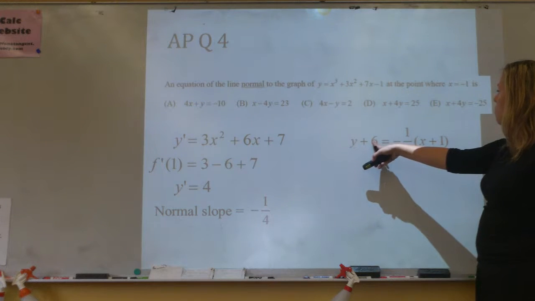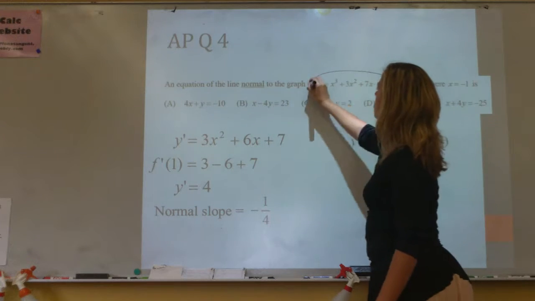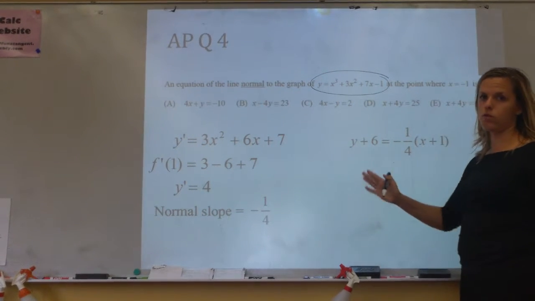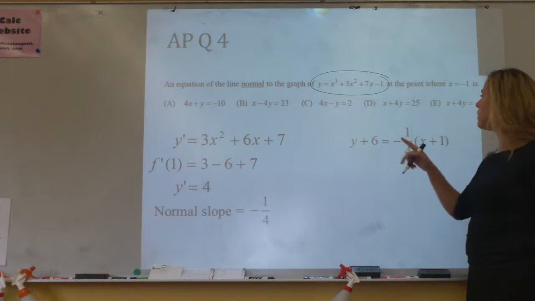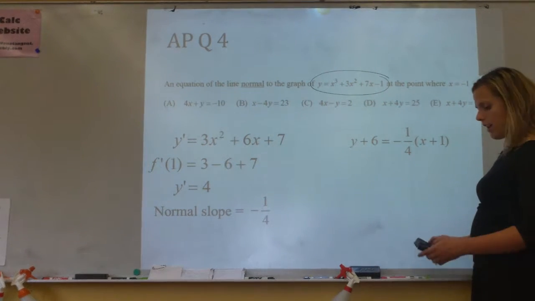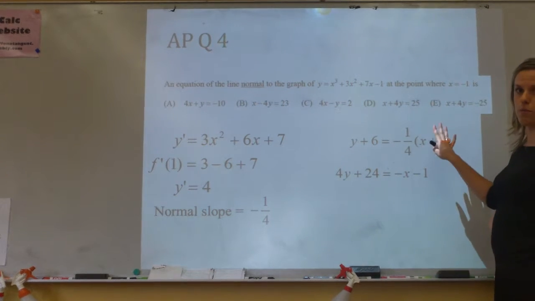And then I found this y value, though I didn't show how I found it. To find the y value, I substitute my 1 into the original. So if you substitute 1 into the original, 1 plus 3 plus 7 minus 1 is 6. Okay. Now when we do that out, I don't distribute first, okay?